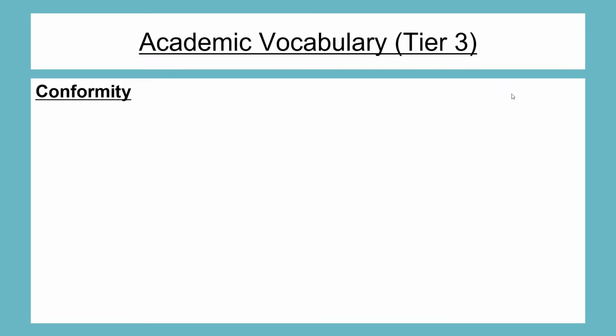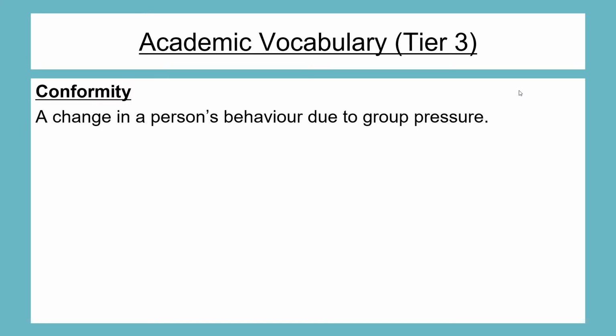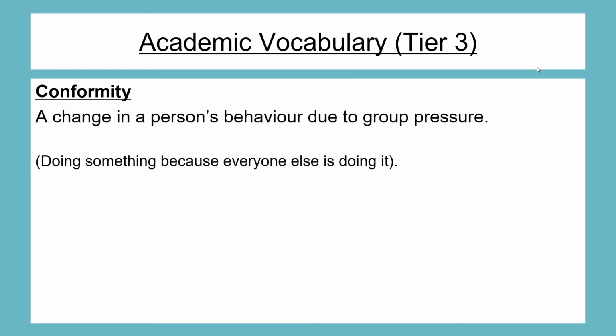To get started with, we'll start with an exam definition of conformity. The best exam definition is like this: a change in a person's behaviour due to group pressure. In simple terms, it basically means doing something because everybody else is doing it. But in the exam, they're really looking for you to use those two keywords, a change in behaviour and pressure.